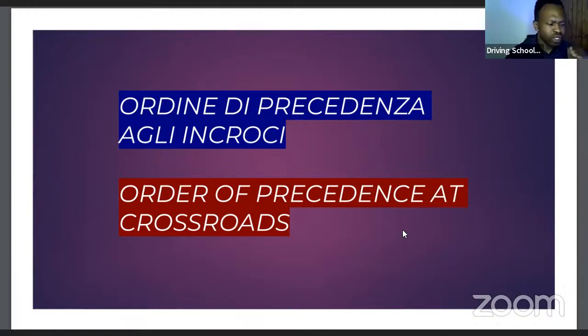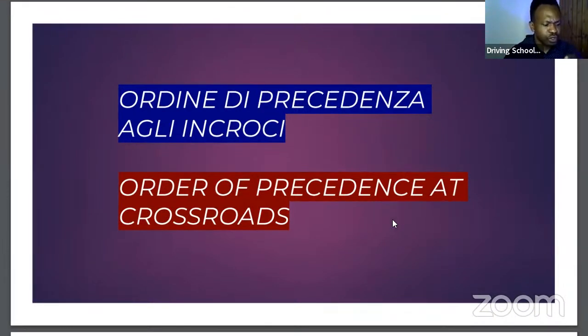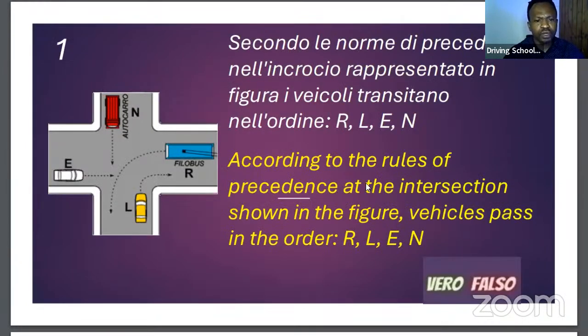Okay, so without wasting time, we're going to look into question number one. We're going to start from there. Question number one says, "Secondo le norme di precedenza nell'incrocio rappresentato in figura, i veicoli transitano nell'ordine R L E N." So what is your answer to this question? Please respond, then immediately I will do the explanation after, one after the other.